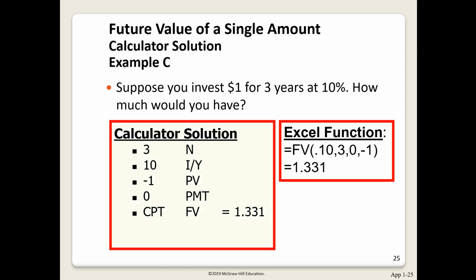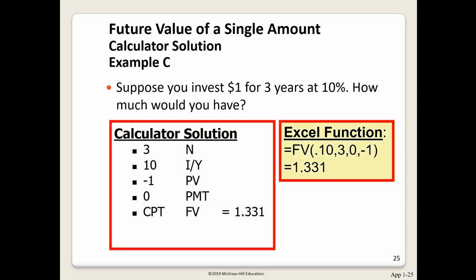Continuing example C, using your calculator. N is 3, IY is 10, PV is a minus 1. Remember, enter 1, plus or minus. Payment is 0, we're still dealing with a lump sum. Solve for future value. Compute FV, 1.331.